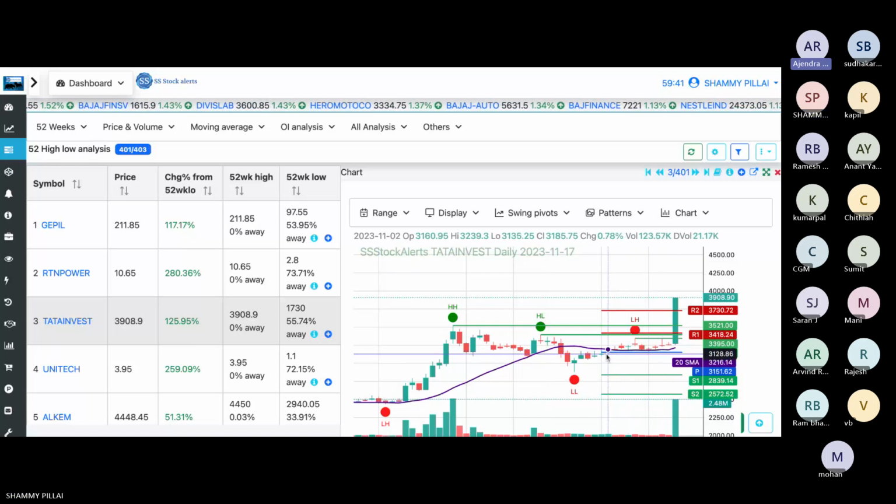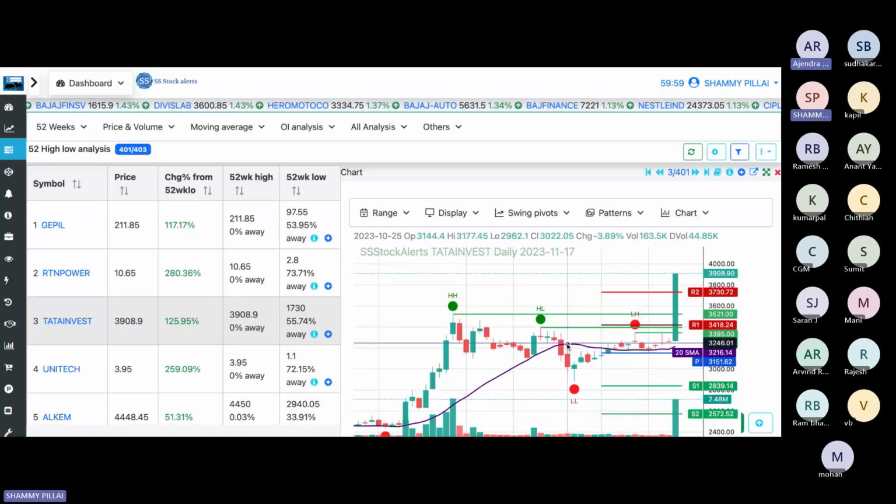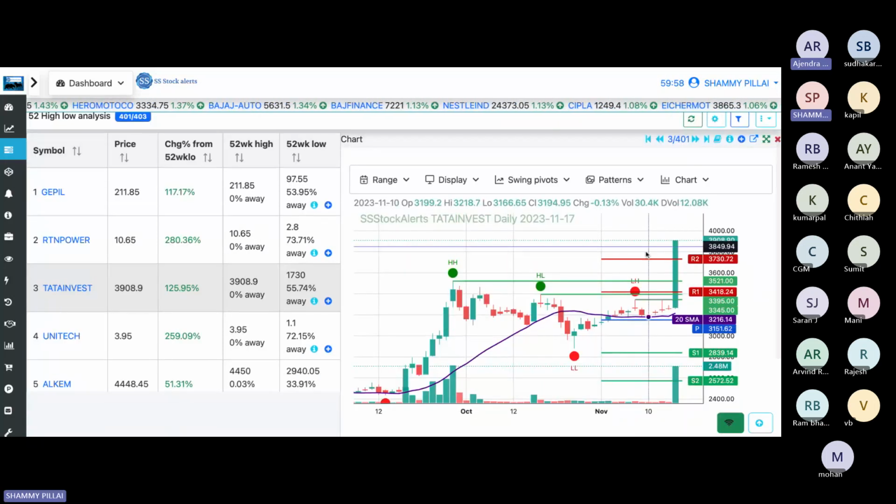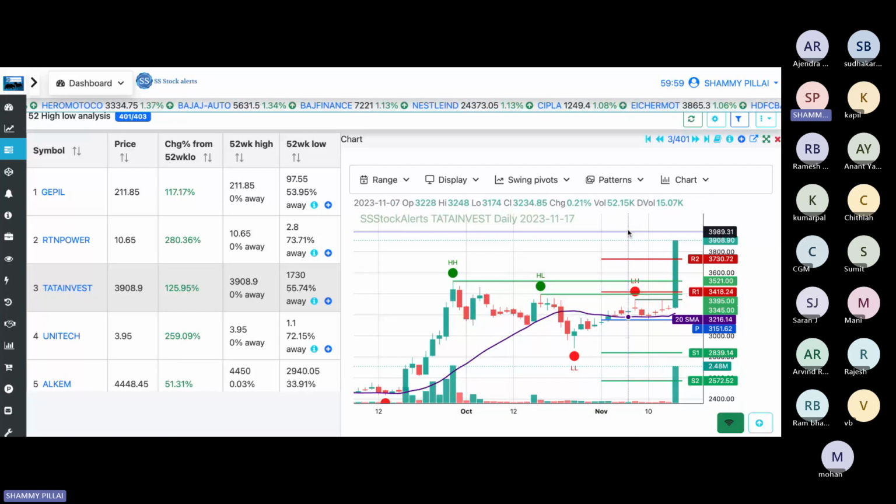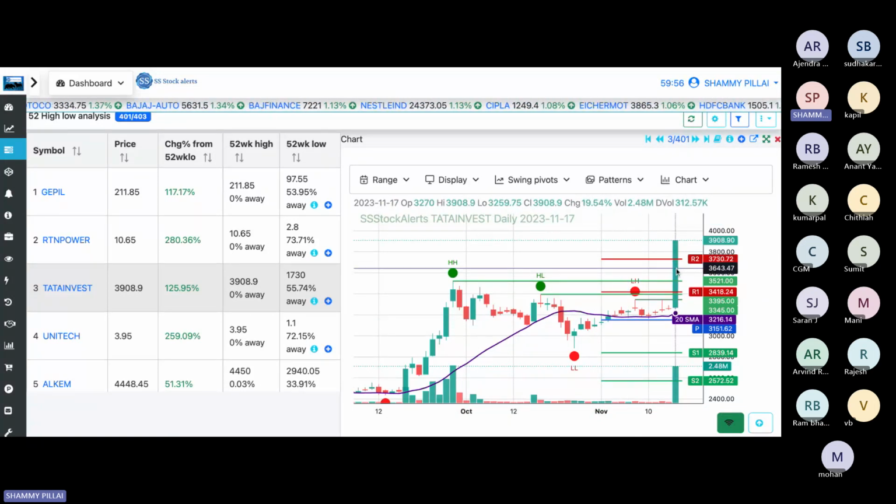When you realize a consolidation is happening at a 20 MA, when the stock is not ready to fall below 20 MA, then there is a volume buildup happening. So Tata Invest was, this is yesterday's. Tata Invest was in the scan day before yesterday in SSStock Alert. So it was a huge move, a 20% move.